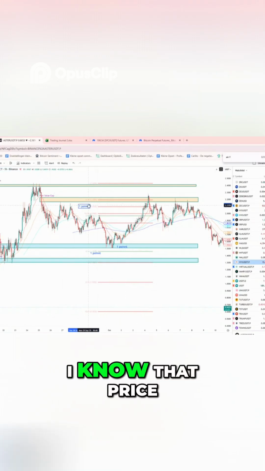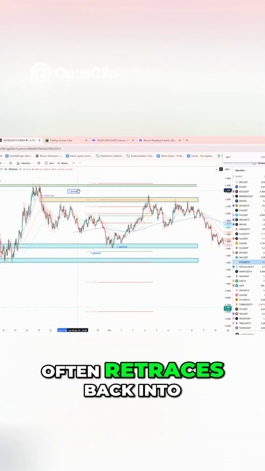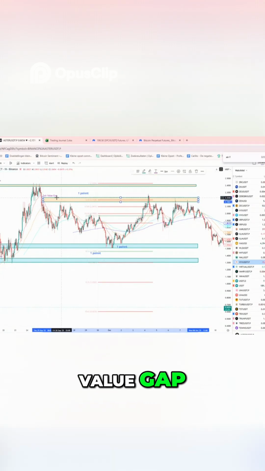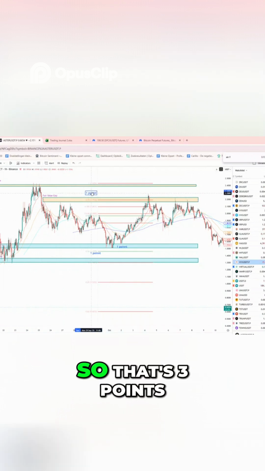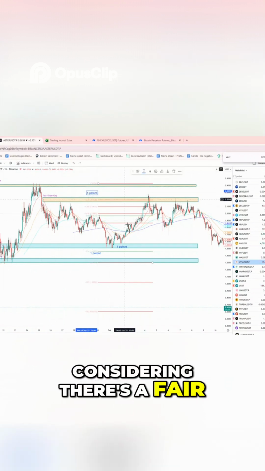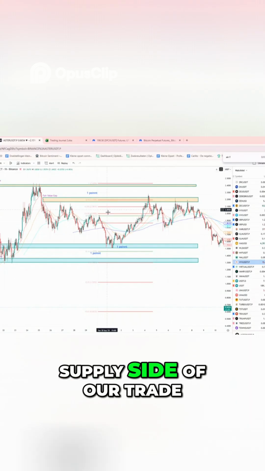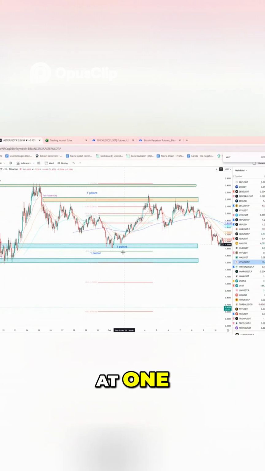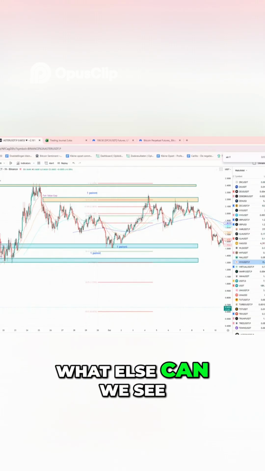Basically, I know that price often retraces back into a new golden zone to catch the fair value gap, which is here that was created. So that's 3 points, considering there's a fair value gap on the supply side of our trade. So we're basically looking at a 1, 2, 3 point trade. What else can we see?